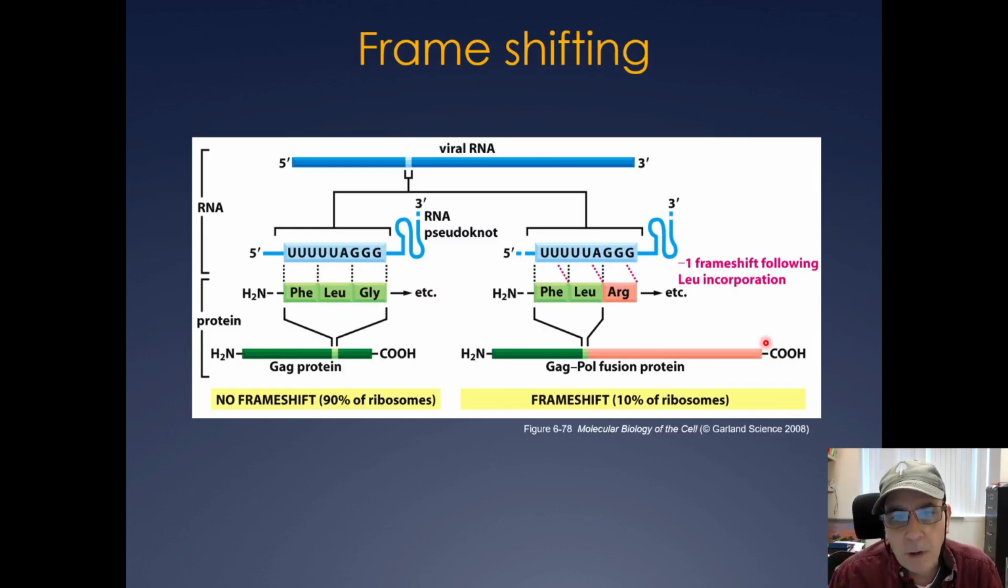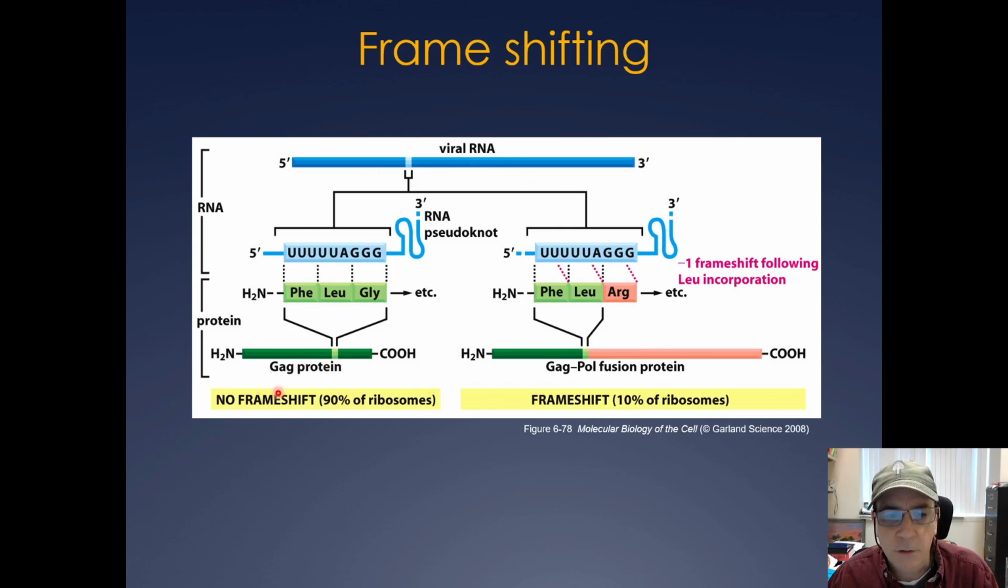Occasionally, you can have frame shifting, and this is actually something that's used by viruses to make different proteins from the same small viral RNA. RNA viruses have a very, very small genome, but oftentimes they encode a lot of proteins, some of which we still don't know what they do. But here is just an example of viral RNA.